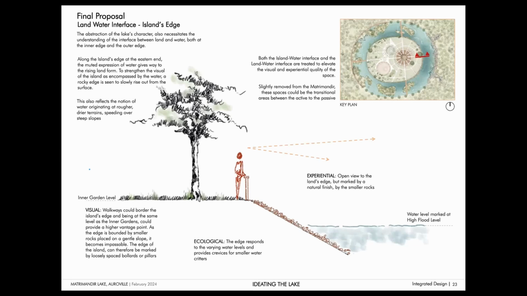The first series of cross sections that we are seeing are where you will notice the diagram on the top right with the arrows, which means that the inner gardens are to the left of the cross section, and we are looking towards the main lake. So it is a combination of the visual experience.